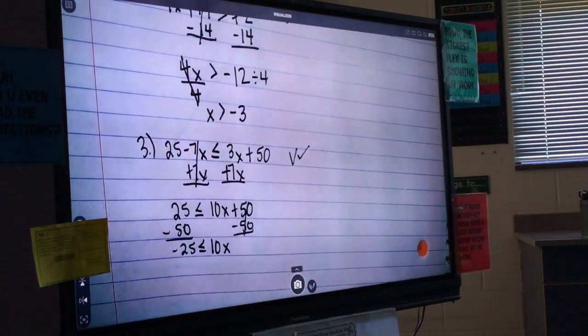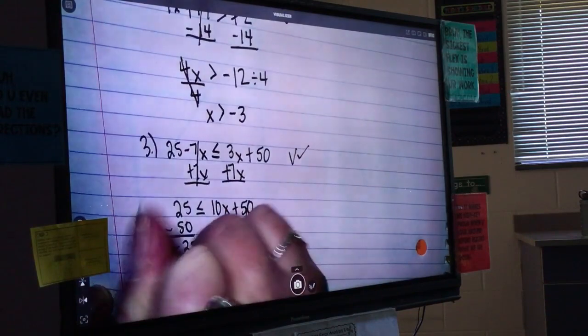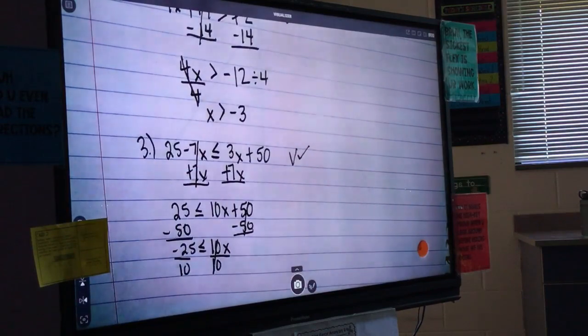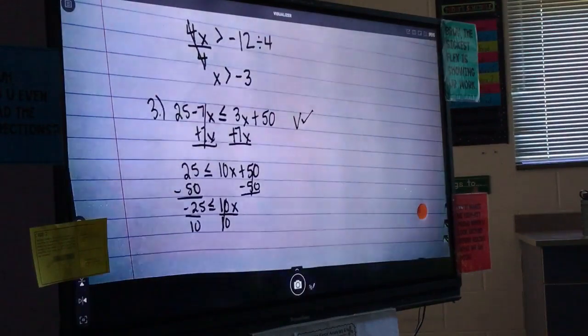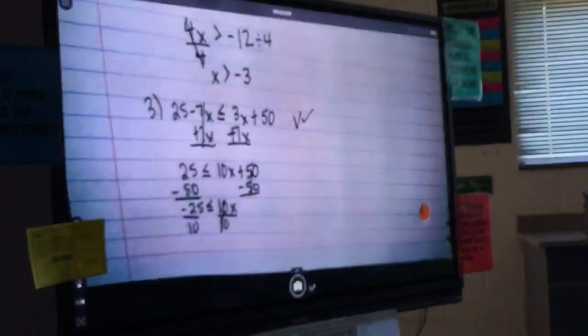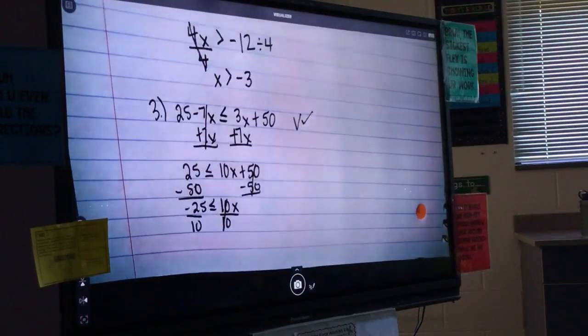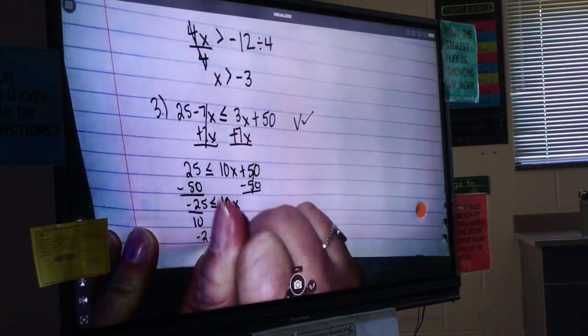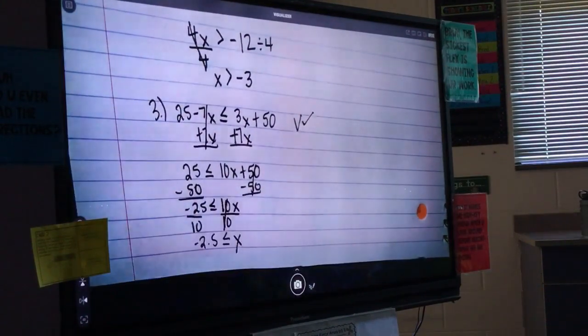All right, what do we do? Divide. We're going to divide by 10. That cancels. When you divide negative 25 divided by 10, what do you get? Careful with this one. Negative 2.5. All right, questions about those first three?